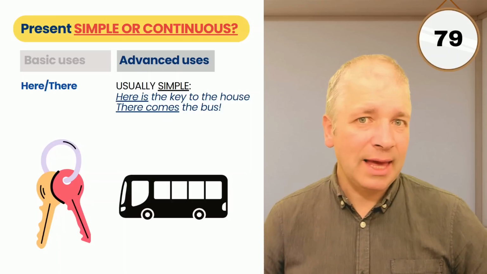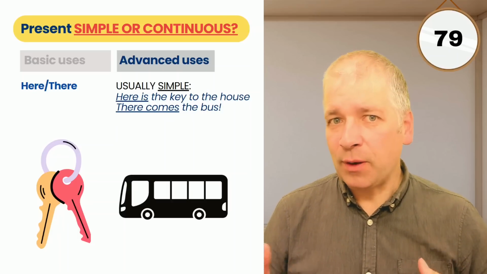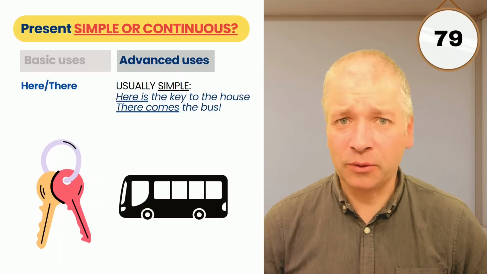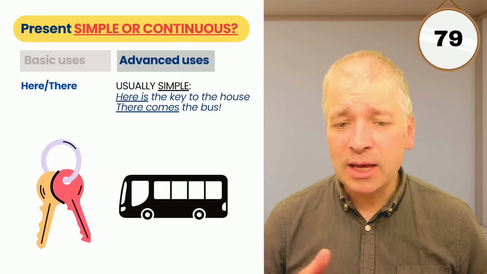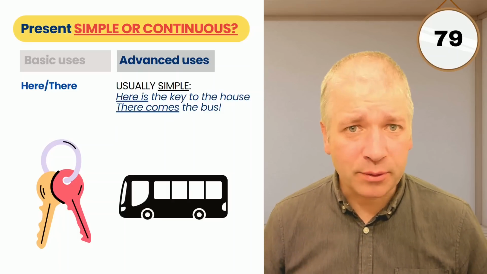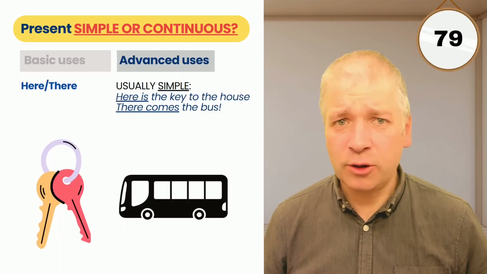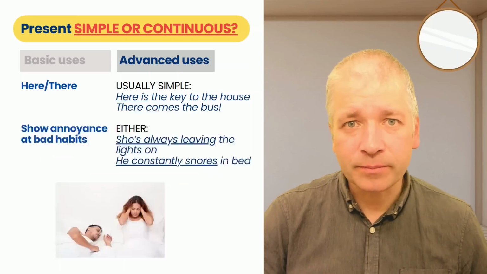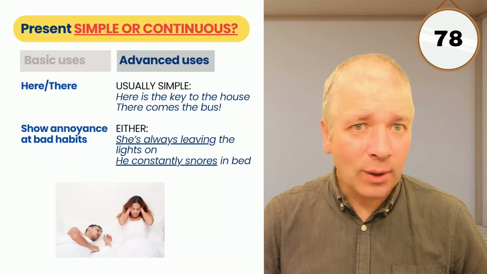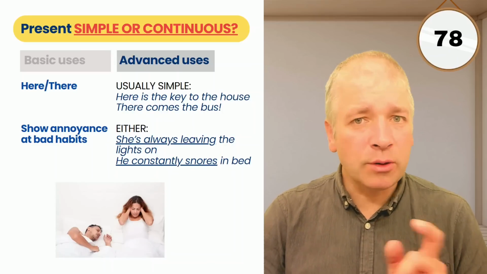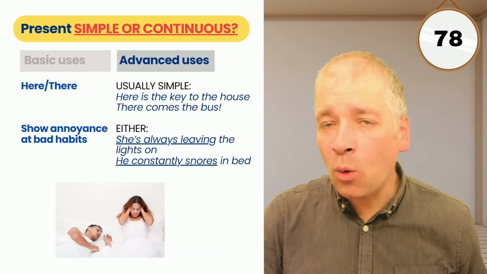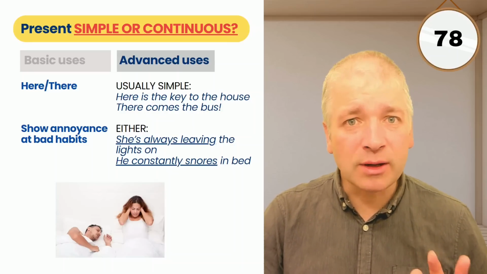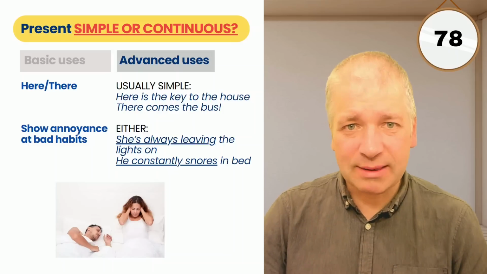What about using here or there with present situations? Usually we'd use the simple tense here. Here is the key to the house. There comes the bus. Not there is coming the bus, but just there comes the bus. And if you're showing annoyance at bad habits, you could use either form. She's always leaving the lights on. Present continuous. He constantly snores in bed. Present simple.